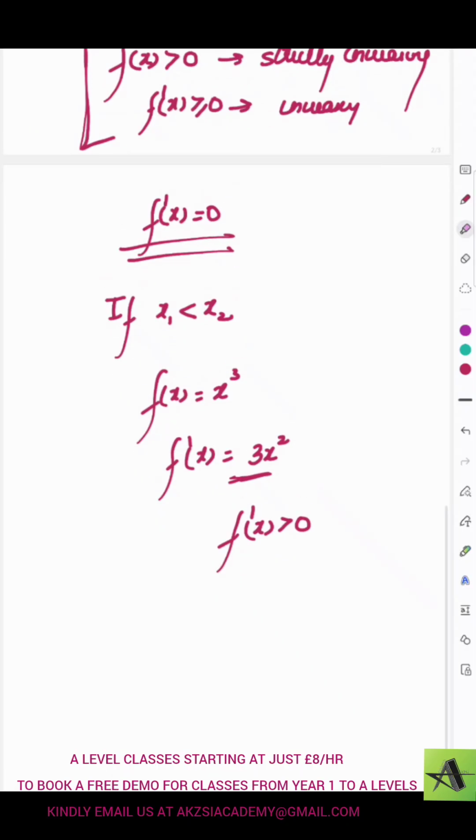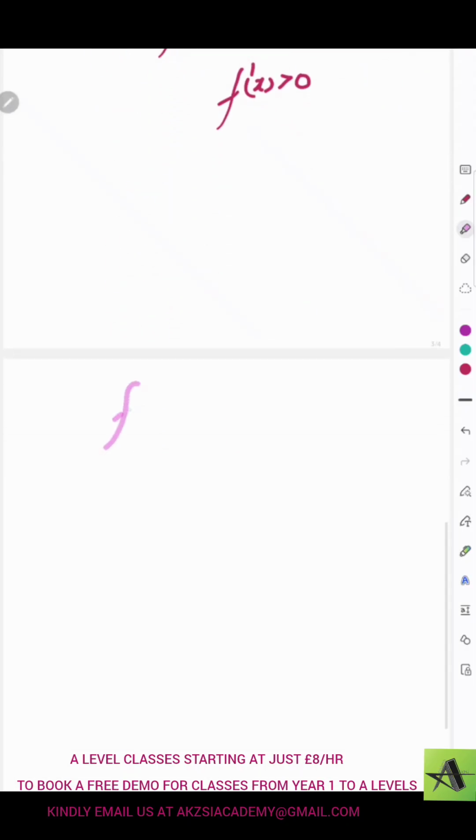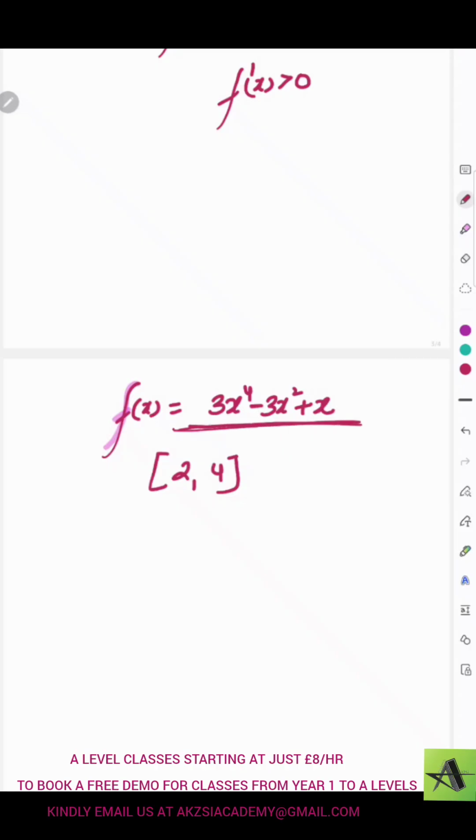Now, taking one more example. It's given as f(x) equals 3x to the power of 4 minus 3x squared plus x. And we have to find whether it's increasing or decreasing or strictly increasing in the interval 2, 4. So what I'll do, I have to differentiate it. So f dash x will be 12x cubed minus 6x plus 1.